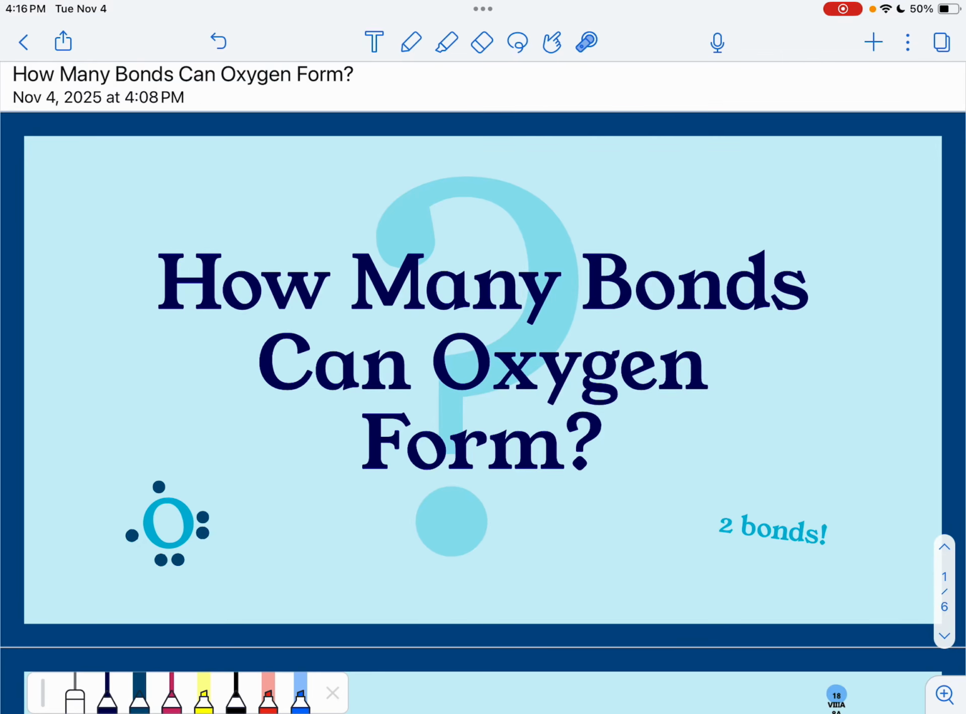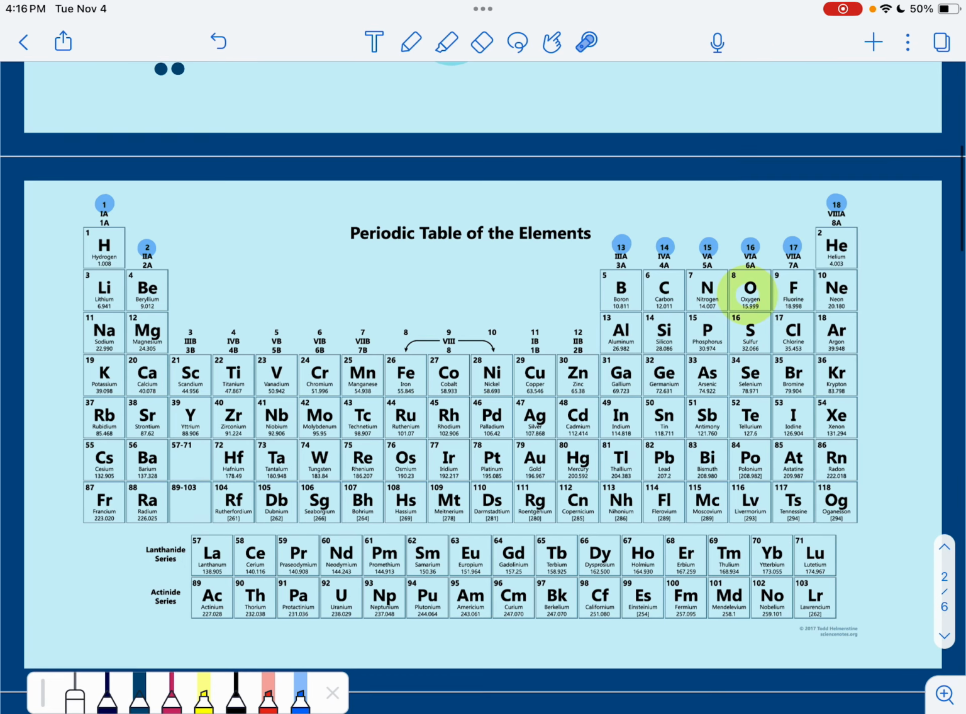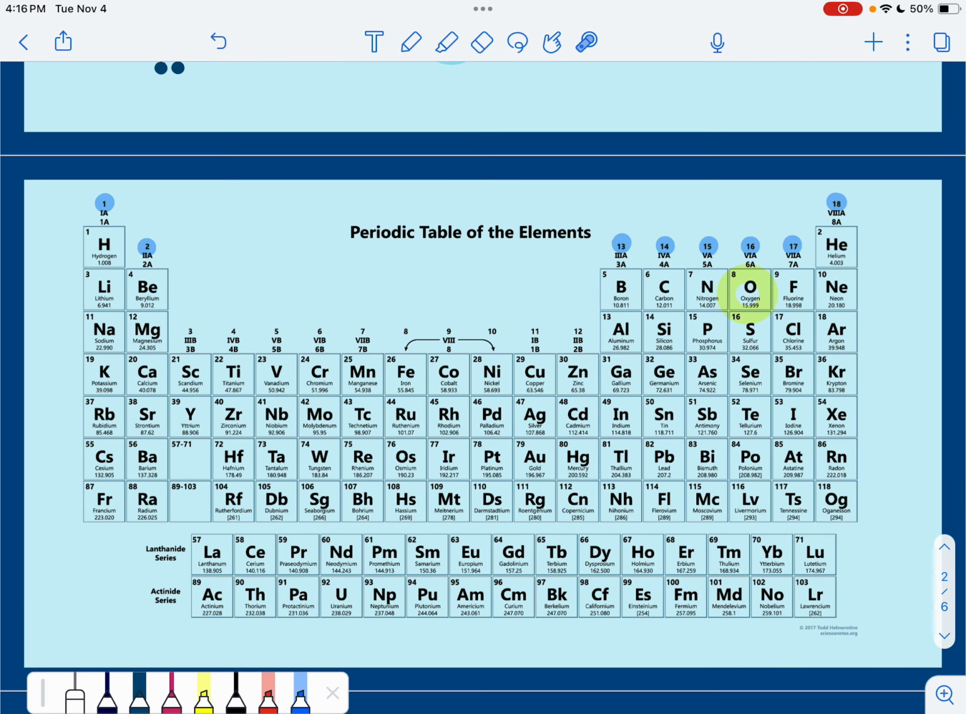Let's figure out how many bonds oxygen can form using the periodic table. Now, the periodic table is arranged in groups, and you can see here I have some of the group numbers highlighted in blue. So this is group 1, group 2, group 13, and so on. These group numbers that are highlighted in blue are part of the main group elements.